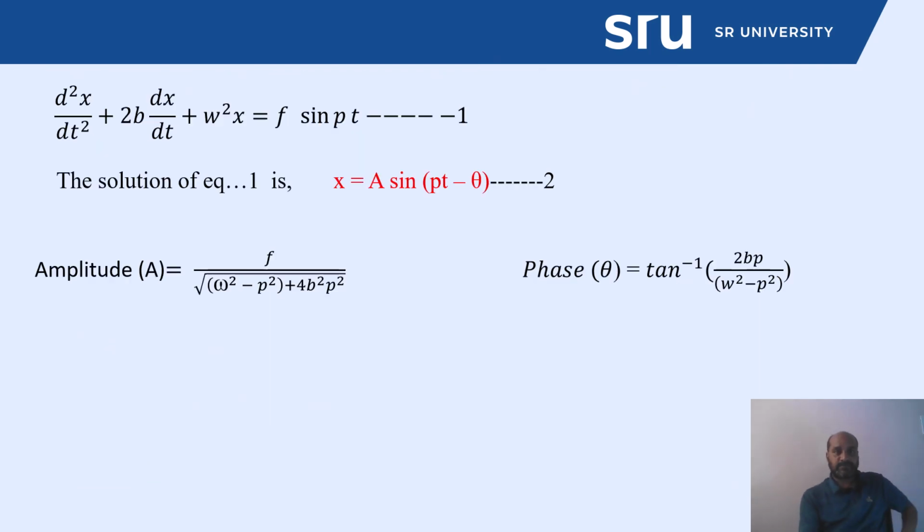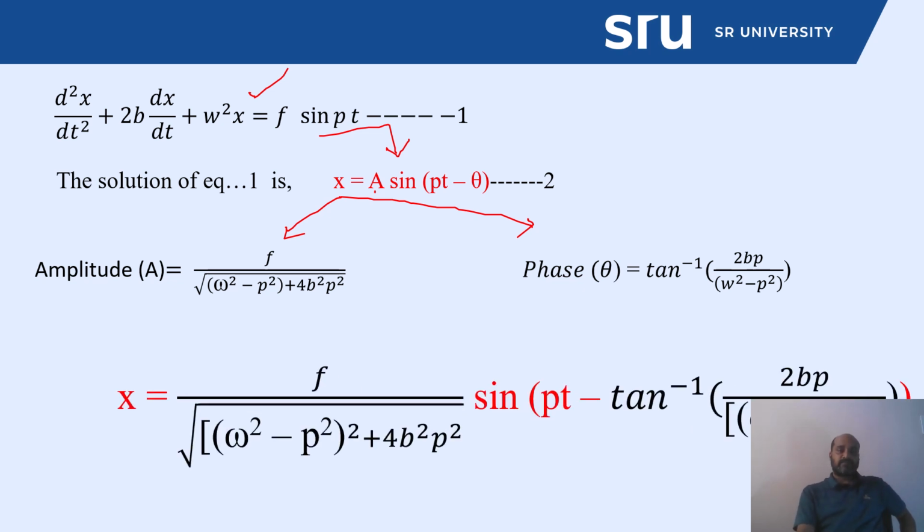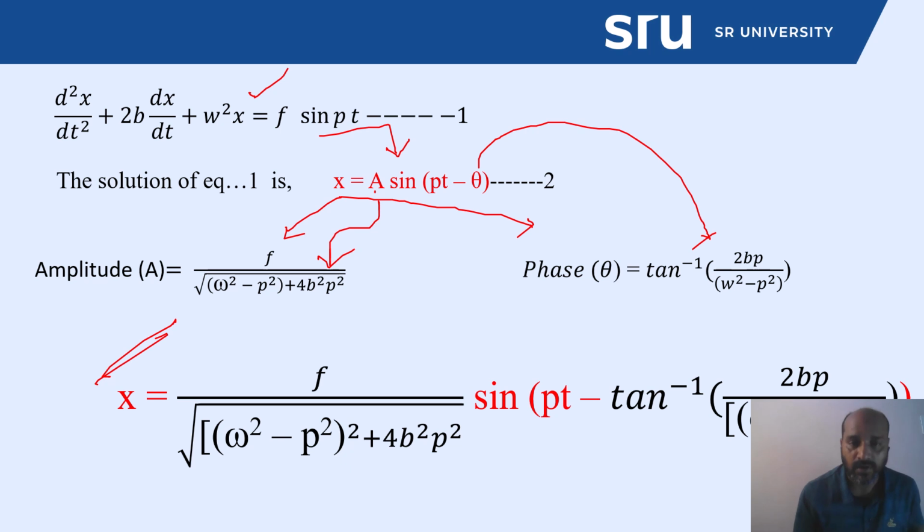Now see the solution. This is the equation of motion of forced oscillations, and its solution takes this form. But it is a general solution because we don't know the values of A and theta. By differentiating and substituting in the equations, we are able to find A and theta. If you apply this, the exact solution will be in this form. Instead of A, the amplitude, we write this, and instead of theta, we write this. So now this will be the final solution for forced oscillations.